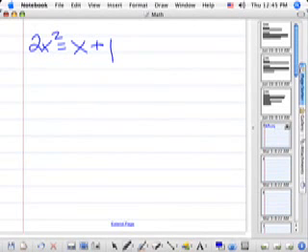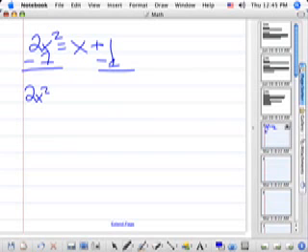How do you get the x and the 1 over on the left-hand side? Minus 1. Yeah, take away 1. Take 1 away from the left. So what are you going to have over there? You'll have 2x squared minus 1 is equal to x.